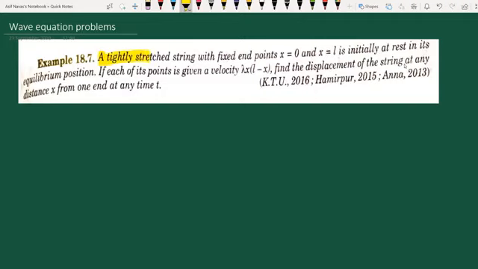A tightly stretched string with the fixed endpoints x equal to 0 and x equal to L is initially at rest in the equilibrium position. If each of its endpoints is given by the velocity lambda x into L minus x, find the displacement of string at any distance x from one endpoint at any time t.